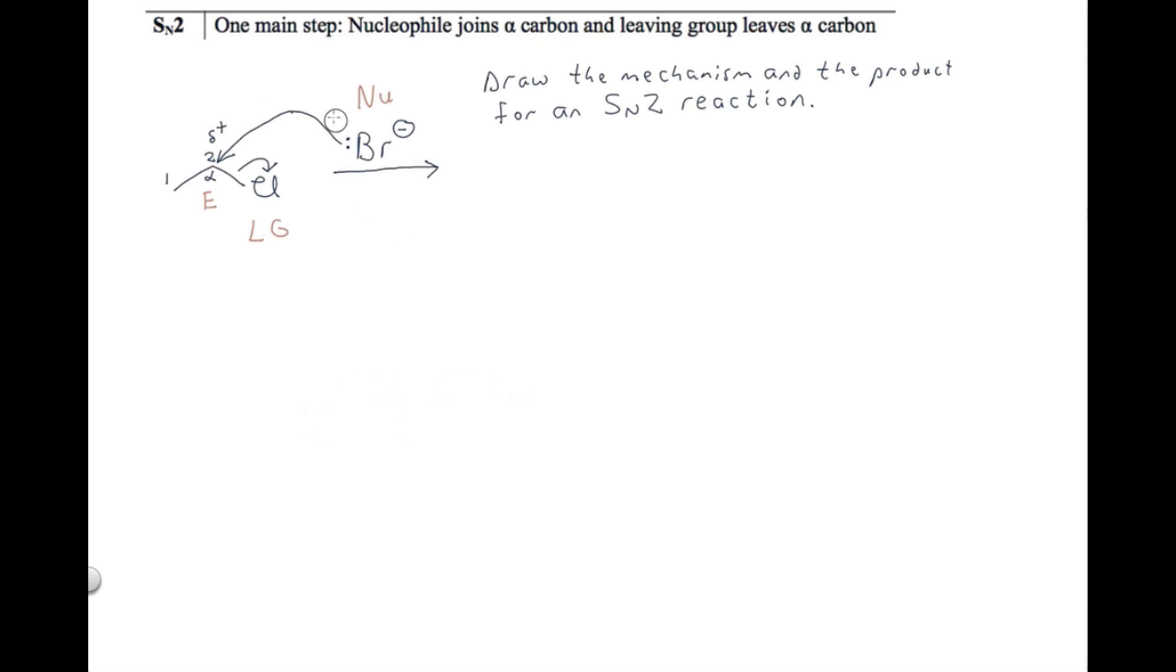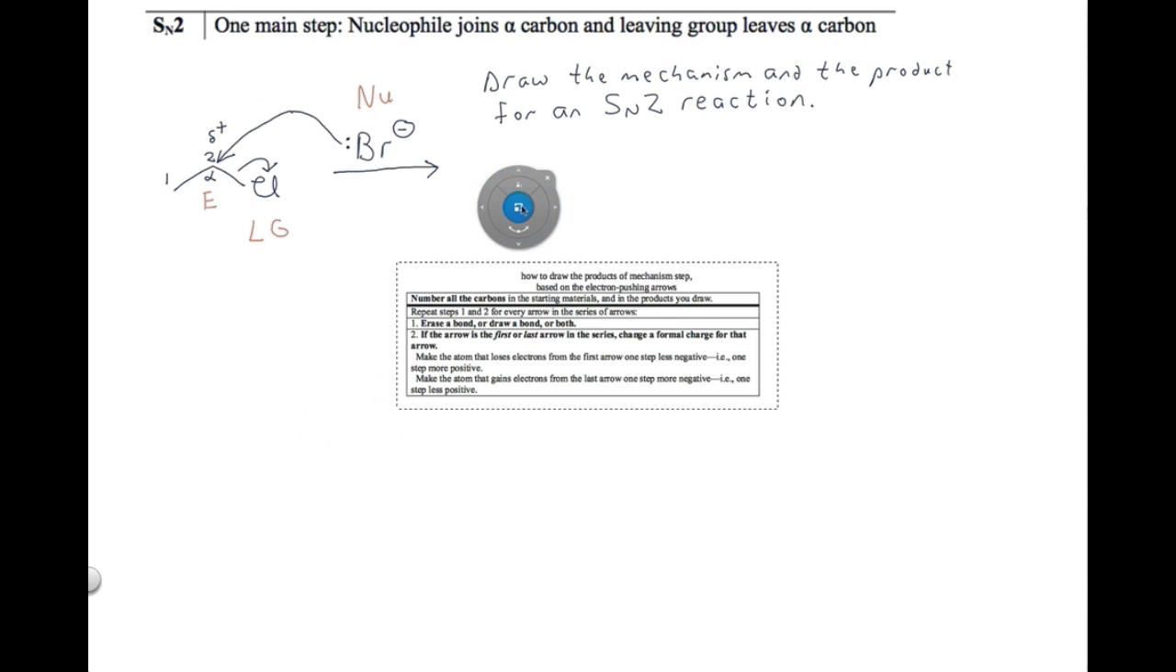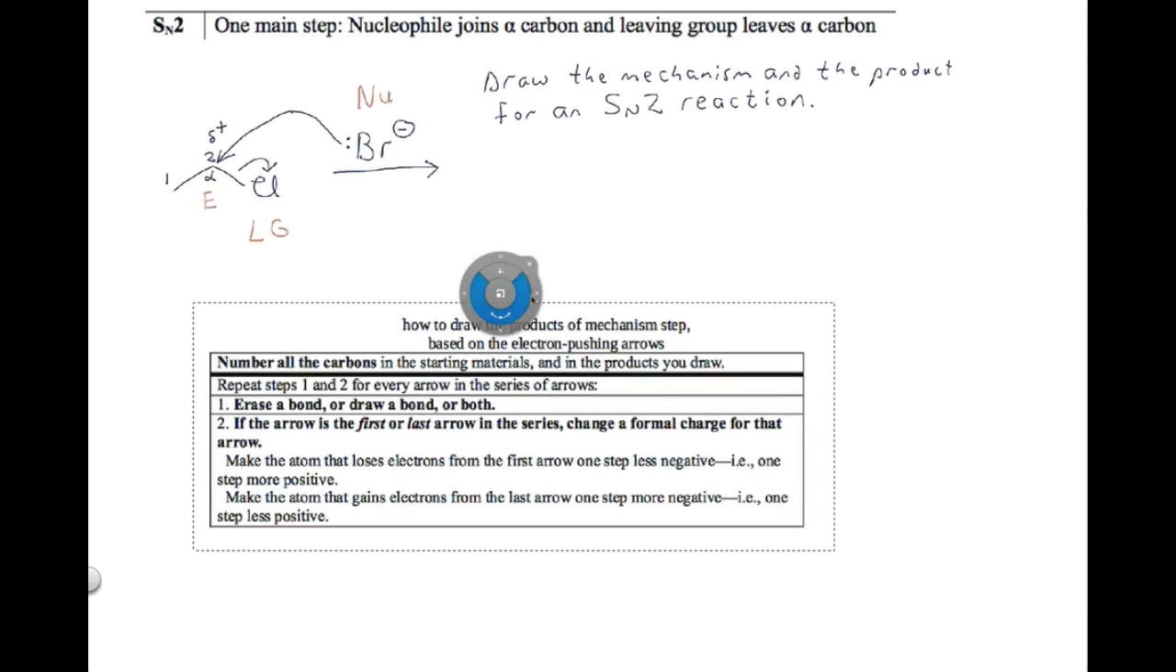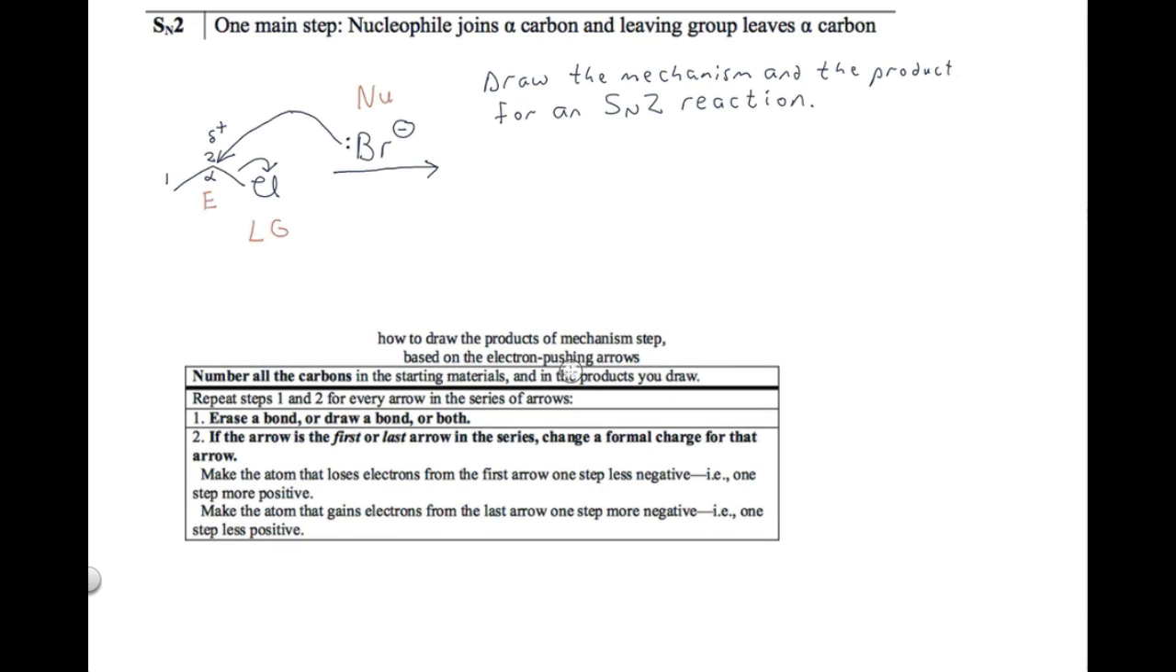Now that we've finished drawing the electron pushing arrows for this step, it's time to actually draw the product of this step. Here is a method that we can use for drawing a product, based on the electron pushing arrows. This is a simplified method. As you get to more complicated mechanisms, we'll need to complicate this method, but for the time being we can use this simplified method. I encourage you to always number all the carbons. I've already done that.